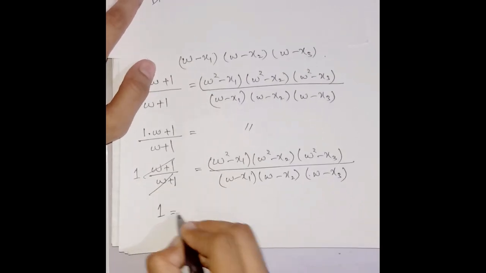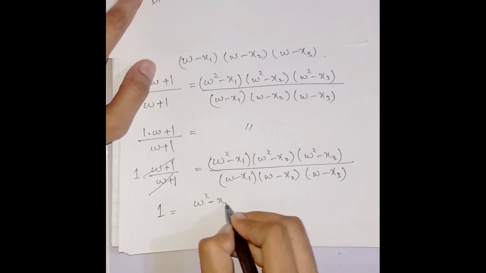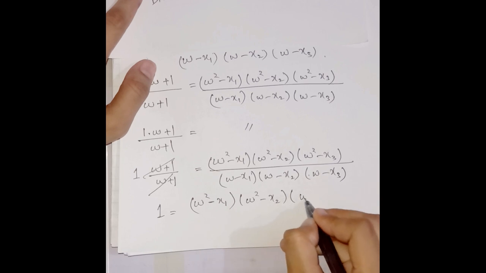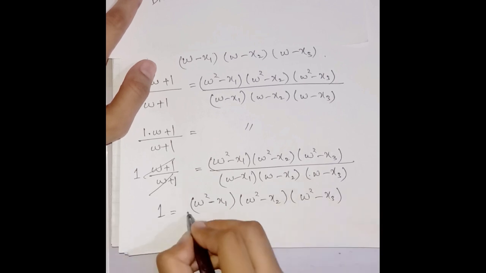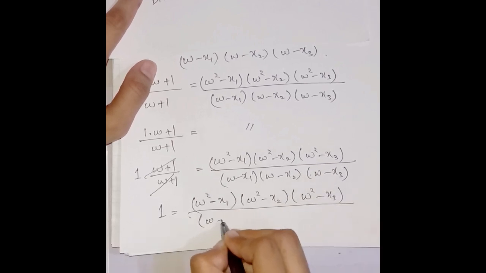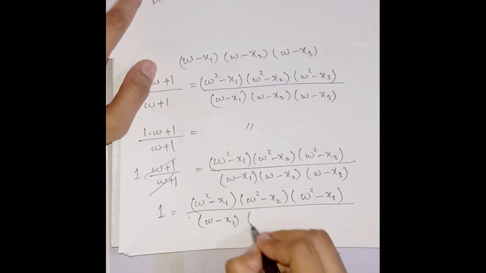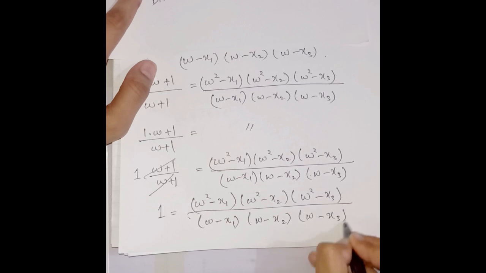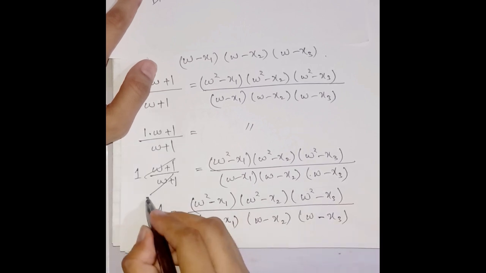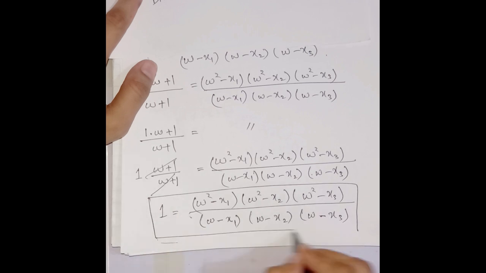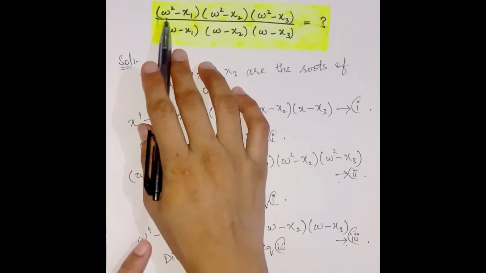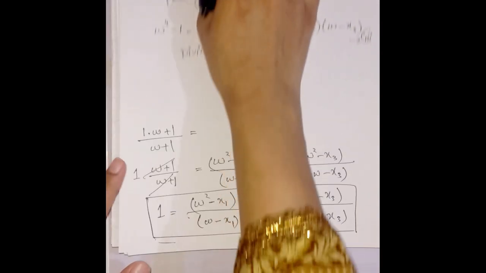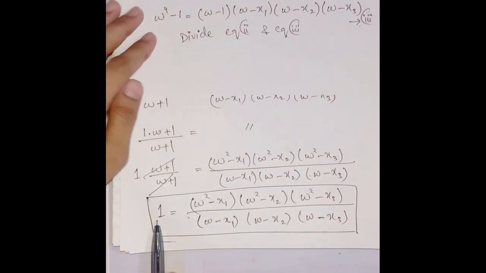So 1 equals (omega square minus x1)(omega square minus x2)(omega square minus x3) divided by (omega minus x1)(omega minus x2)(omega minus x3). Here you can see this is the final answer. As we had to find the value of this term, you can see that it is equal to 1. So this is the final answer.